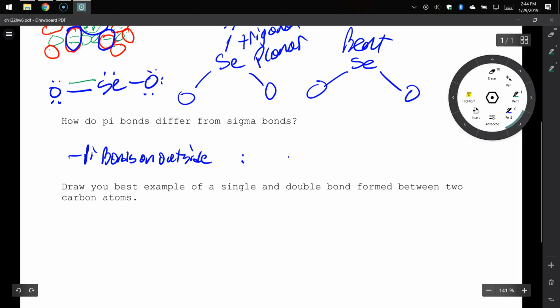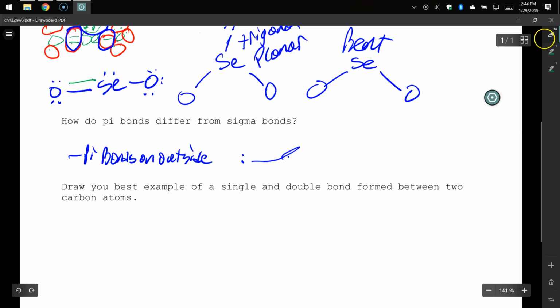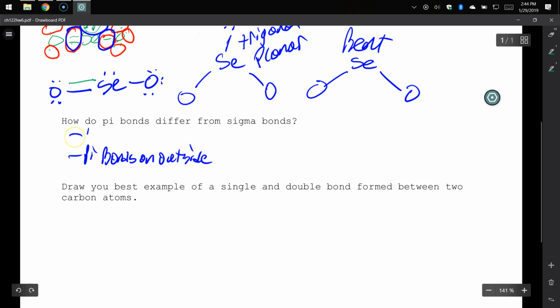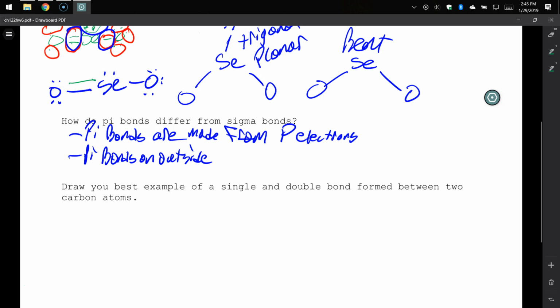Okay, pi bonds, they're on the outside. What else we got? Like, what's the most important thing? The most important thing is that a pi bond is made from a p electron. No S characteristic is involved in that bond. There's no mixing, there's no hybridization. It's a p electron mixing with another p electron.